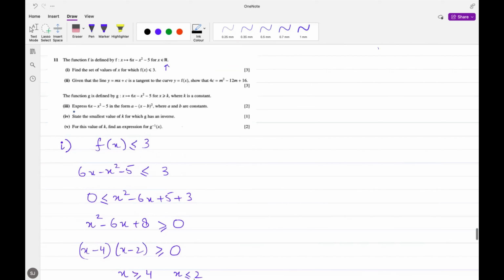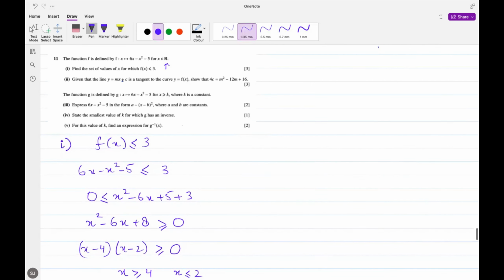In part 2, it says that given that the line y equals mx plus c is a tangent to the curve y equals f of x, show that 4c equals m squared minus 12m plus 16. So we'll just equate the two equations. As it is a tangent, we'll equate the equation of the line, which is mx plus c. So this will become mx plus c equals 6x minus x squared minus 5.